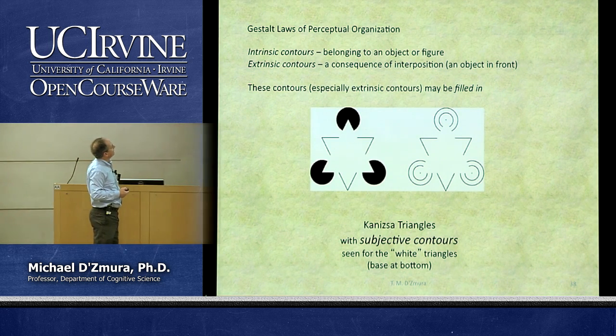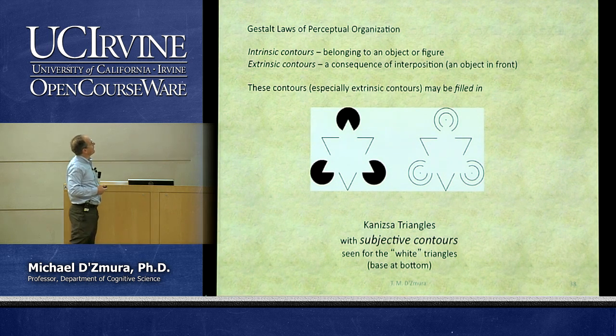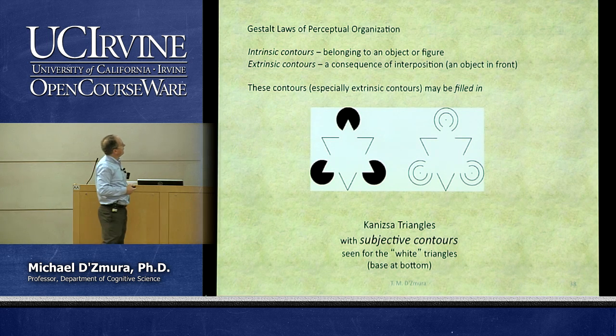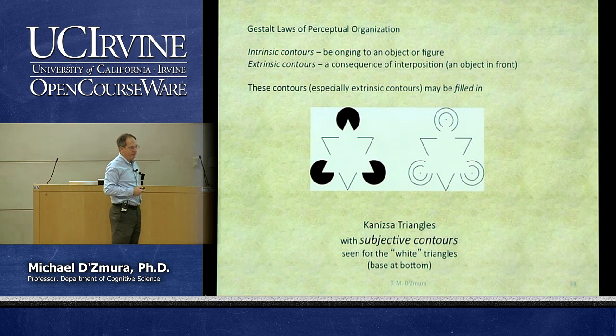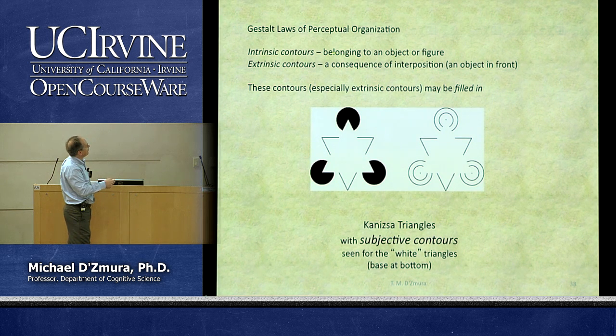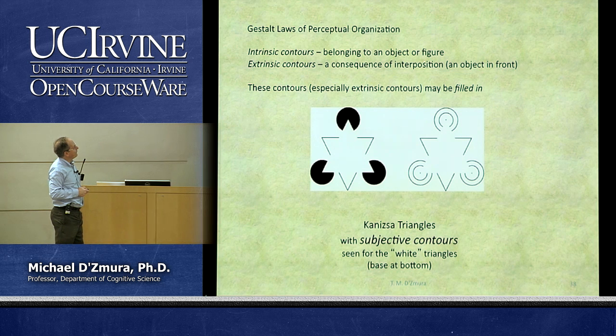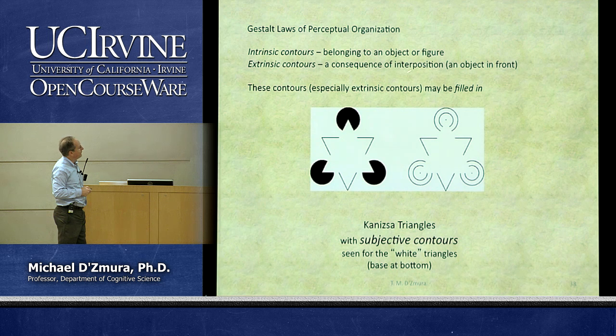Now, what about this? One of the things visual perceptual psychologists love to study are contours. And there are two kinds of contours. There are contours that belong to an object or a figure. These are known as intrinsic contours. And then there are contours that are a consequence of interposition or caused by some object being in front of the figure of interest. And these are known as extrinsic contours.